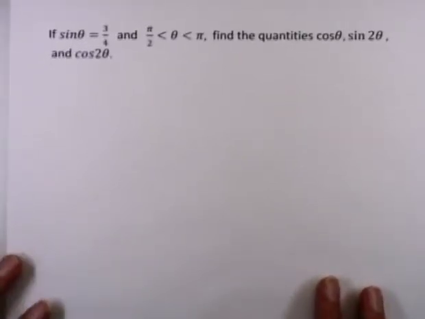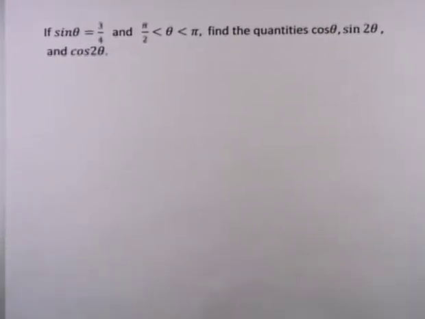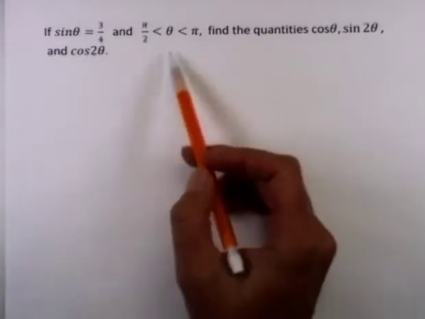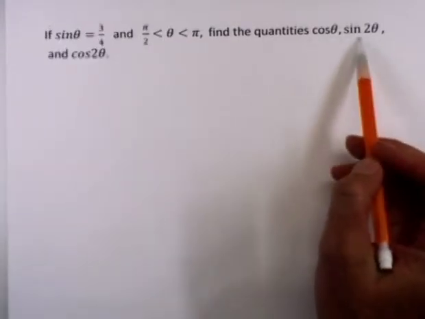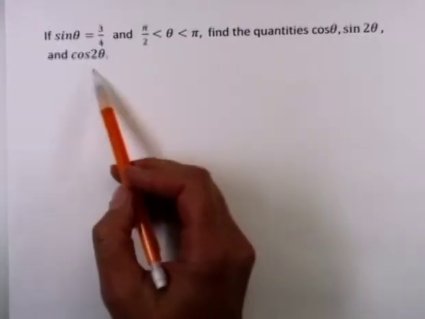Okay, so here's a type of problem that we're going to run into in this section. They're telling us that the sine of theta is 3/4, and they're also telling us that theta is in quadrant 2, and they want us to find the cosine of theta, the sine of 2 theta, and the cosine of 2 theta.